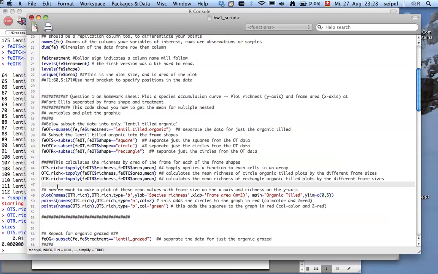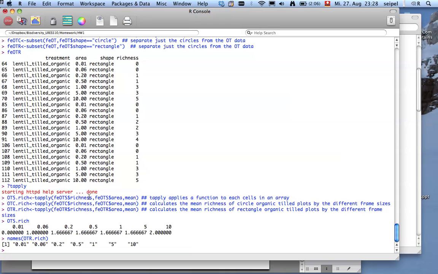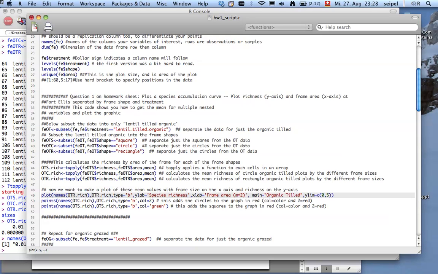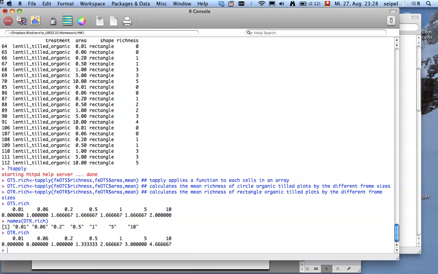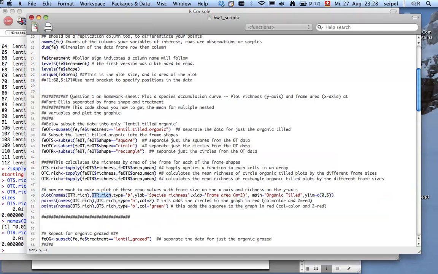So now what we would like to do is plot our species accumulation curve by increasing plot size. I had to be a little bit tricky here because I know that my unique names for OT richness correspond to the area. I'll just call that up, and you can see they are right there. They correspond to those names at the top, and that OT rich right here corresponds to the richness of the average of each one of those.